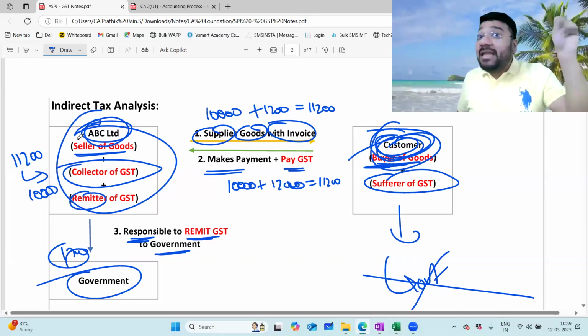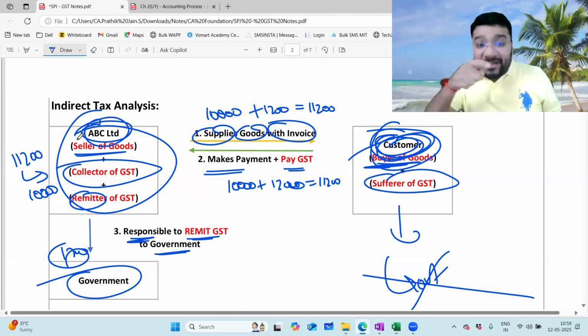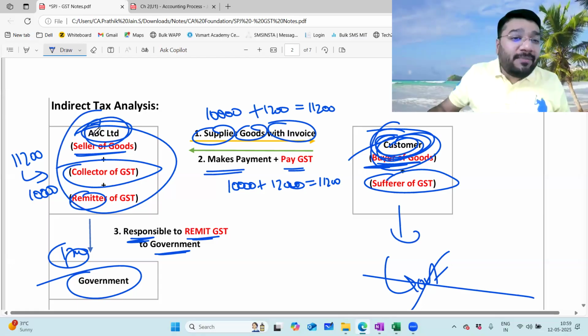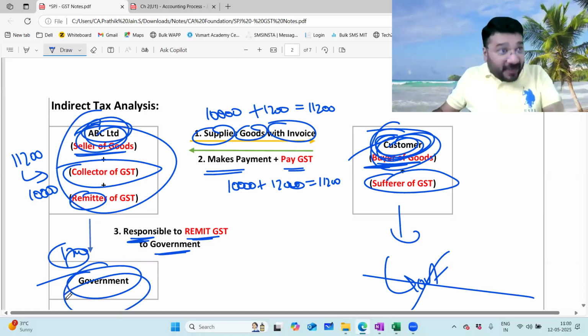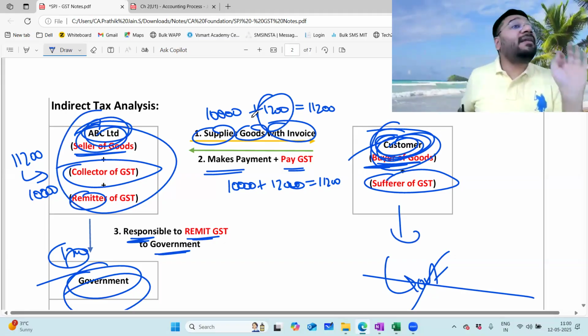Please understand, middlemen will never suffer the GST from their pocket. They are never paying the tax from their pocket. This 1,200 rupees that ABC Limited gave to the government, did they give it from their pocket? No, they collected 1,200 from the customer. They did the job of a postman.